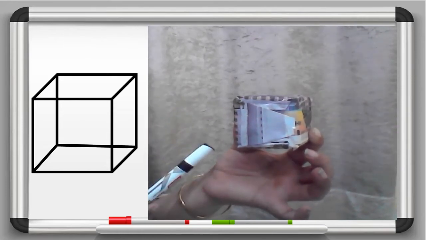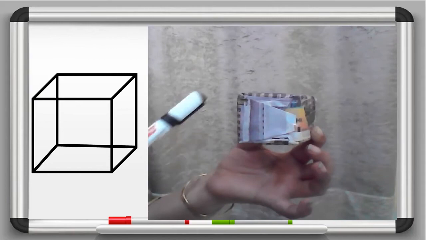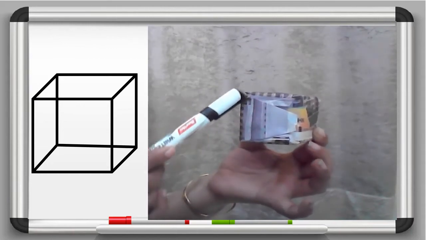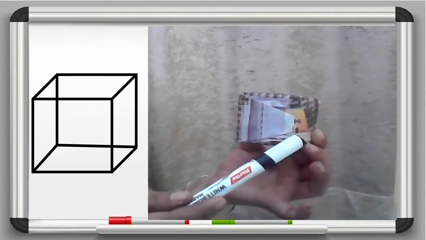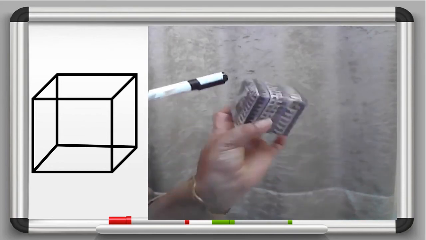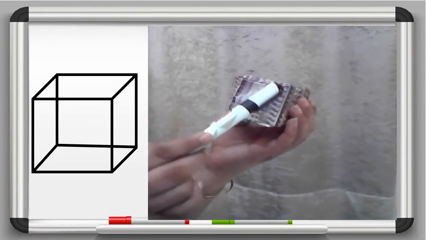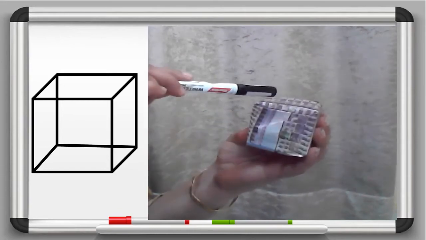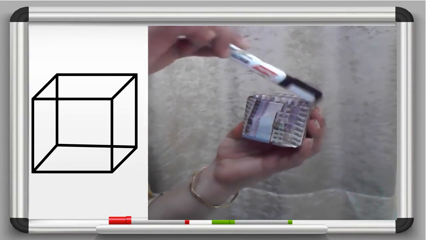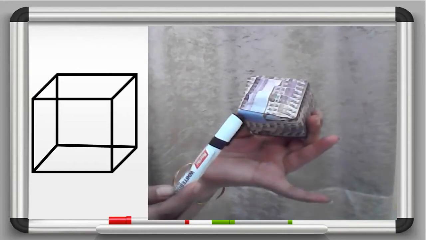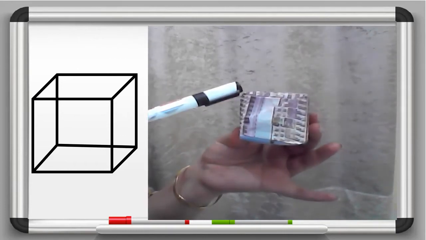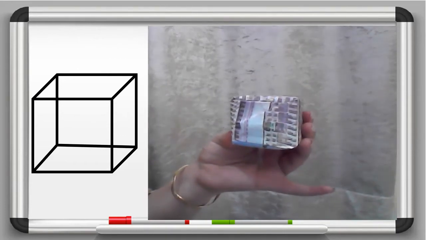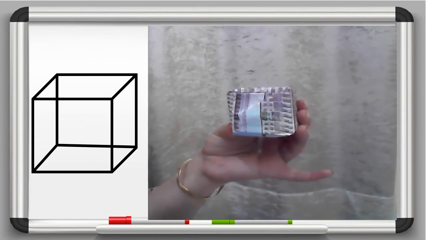Now we will count the number of edges. So 1, 2, 3, 4, 5, 6, 7, 8, 9, 10, 11, 12. ठीक है. So there are 12 edges in a cube. Understood beta?